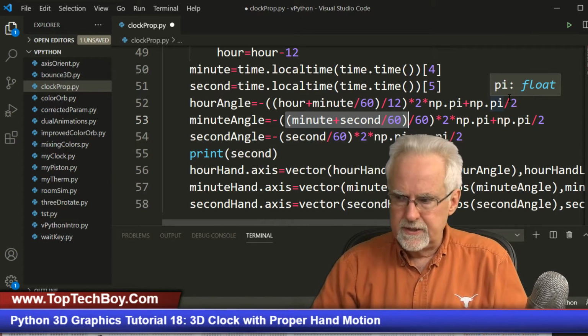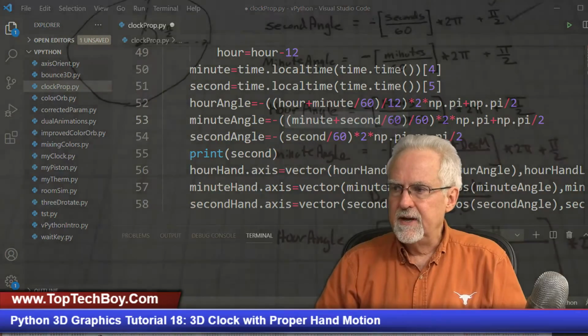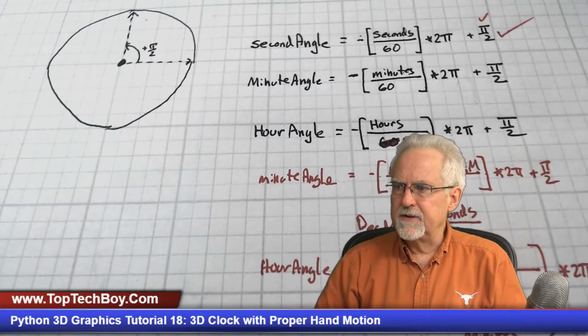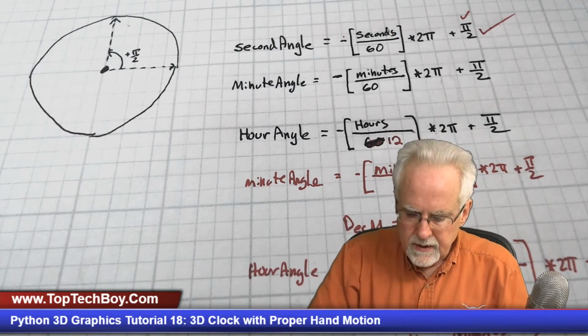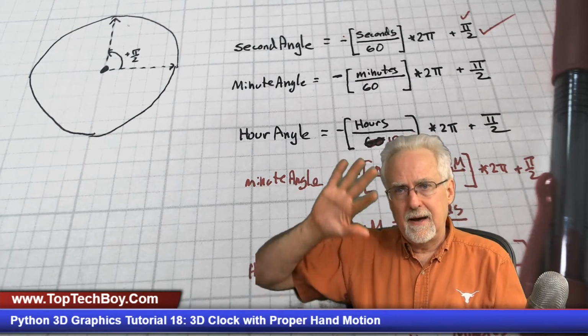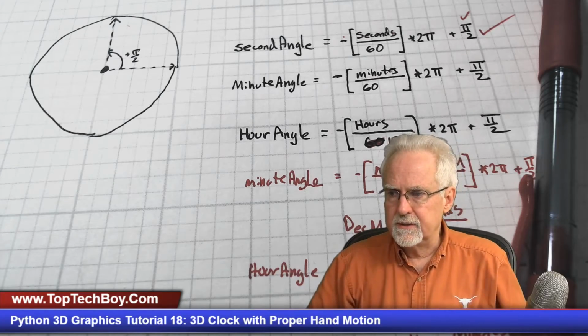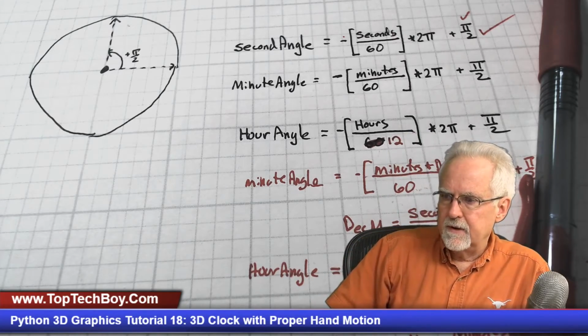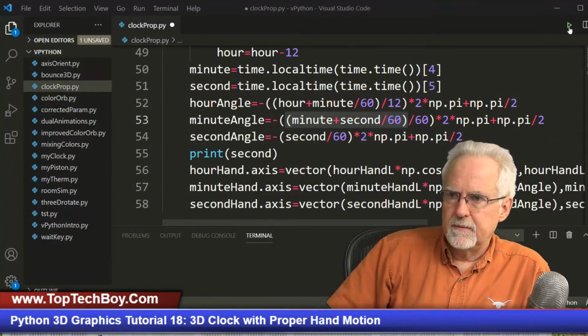Do you see this is really simple if you're just thinking in terms of fraction of a circle? This in the brackets is your fraction of a circle, and then times 2 pi, which is what the whole circle is. Okay, let's come back over here and let's run this thing and see what happens.